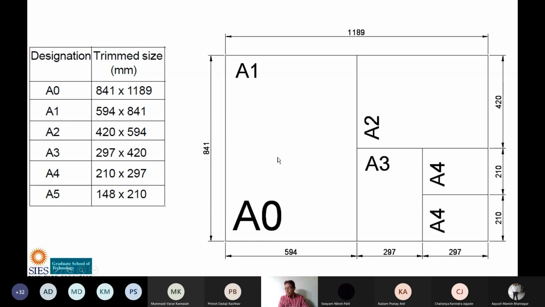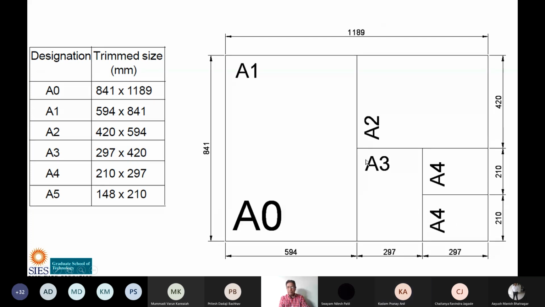Now you must be using printer paper. That paper is called A4 size paper. You can see A4 here. You have to mark the cursor movement. Can you see the movement of the cursor or pointer? Yes, sir. Okay.